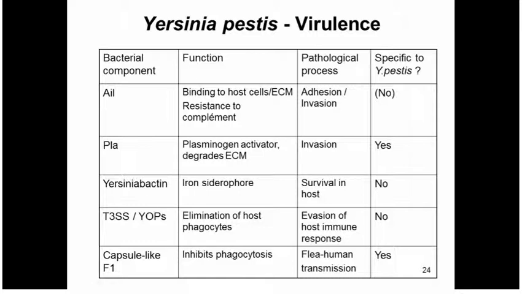So what is specific is the capsule-like antigen F1. This is what's used for the rapid diagnostic test. It is a fimbrial protein, which is kind of unusual because it's produced in very large quantities. It's going to cover the whole surface of the bacterium, and it's also secreted. So it has the same properties as a capsule because it will inhibit phagocytosis.